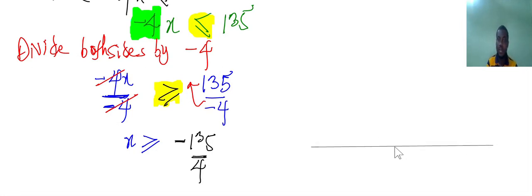Let's say this is 0. Minus 135 over 4 is a negative number, so it comes to the left of the number line. Comes to the left of 0, since 0 is a reference point. Minus 135 over 4. So we'll put something like a small circle on minus 135 over 4. Now numbers greater than minus 135 over 4 come to the right of the number line.